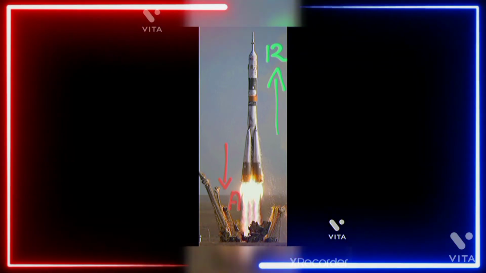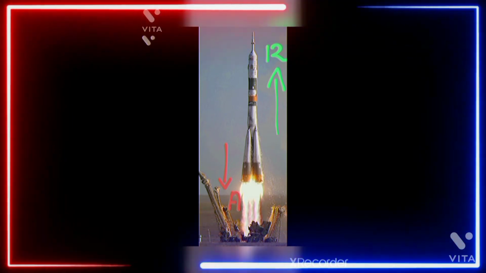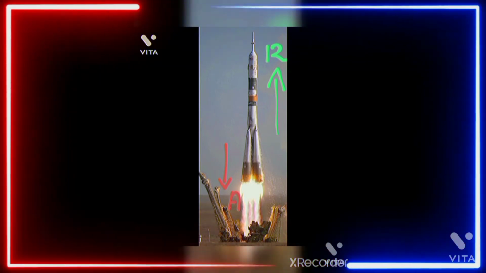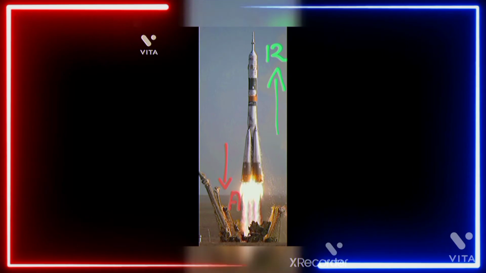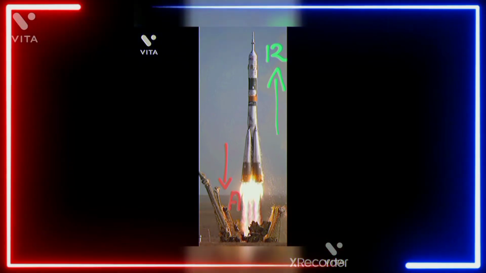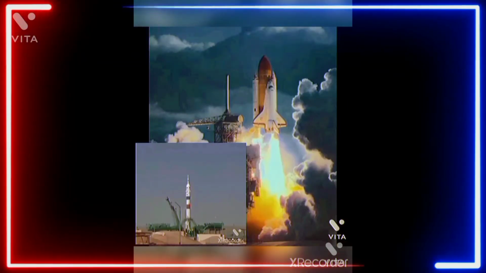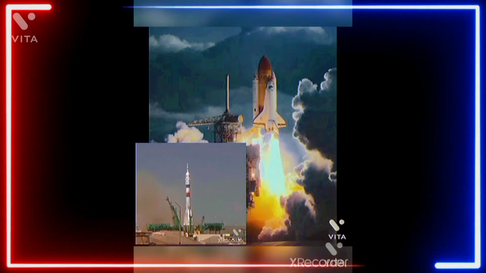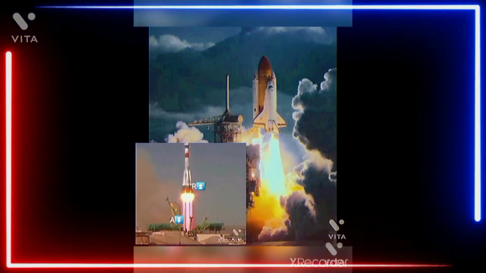Here, the flowing out of the hot exhaust gases and the smoke from the back of the rocket's engine is the action force. And this action force causes the rocket to move upward, which is the reaction force. These two forces, action and reaction, are equal in magnitude but opposite in direction. The action and the reaction forces act on two different objects in two different directions, but as we have discussed earlier, they have the same magnitude.